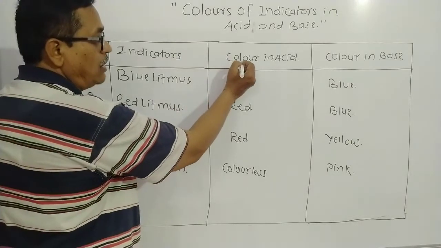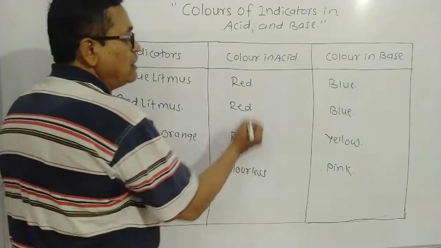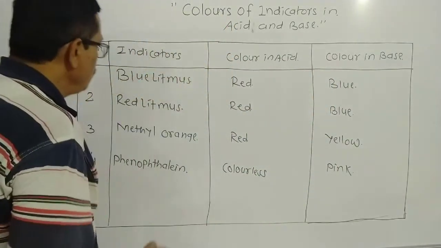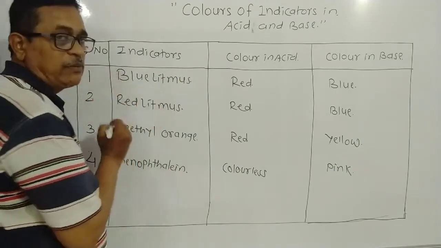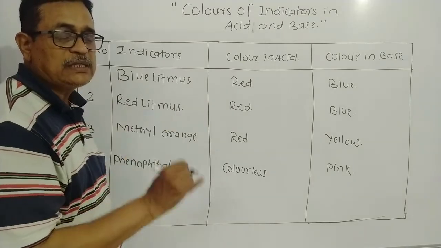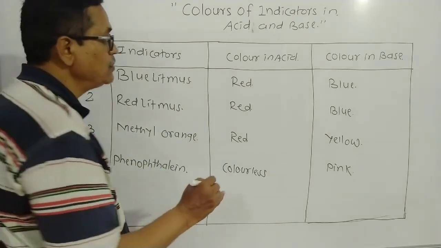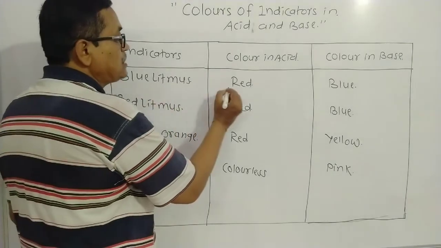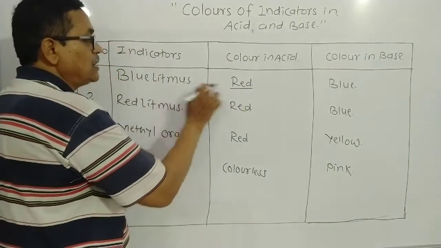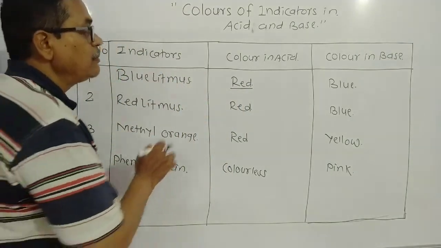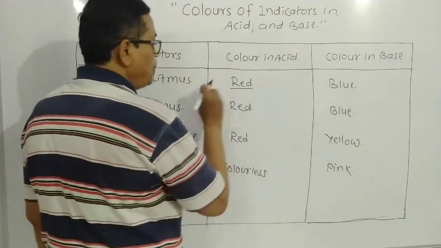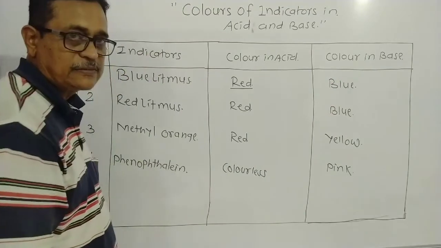Then you know the color of these indicators in acid and the color of these indicators in base. Look here, the first indicator is blue litmus paper. When we put the blue litmus in the acid and base containing test tubes, blue litmus turns to red in acid, but there is no change in base.